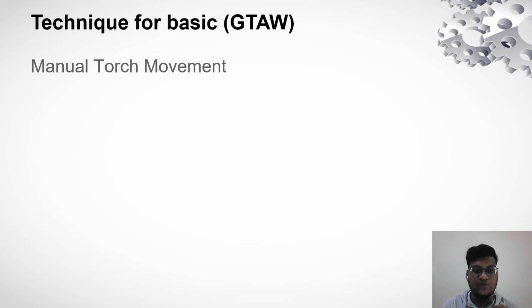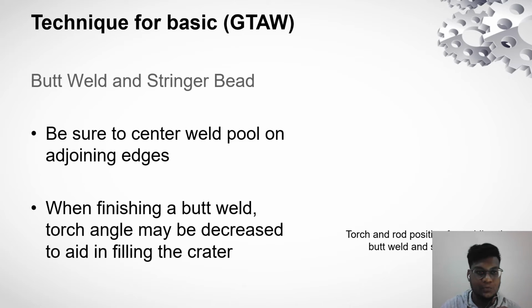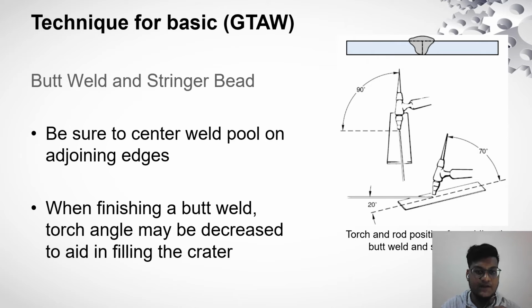Manual torch movement. This is the tungsten without filler rod, and this is tungsten with filler rod. Butt weld and stringer bead. Be sure to center weld puddle on adjoining edges. When finishing a butt weld, torch angle may be decreased to aid in filling the crater.